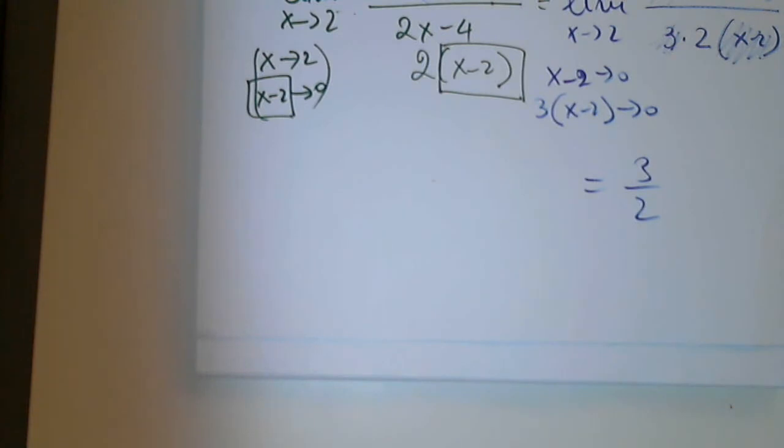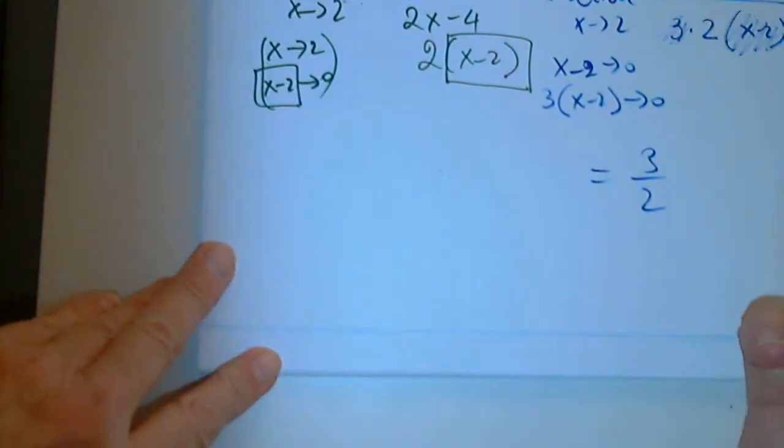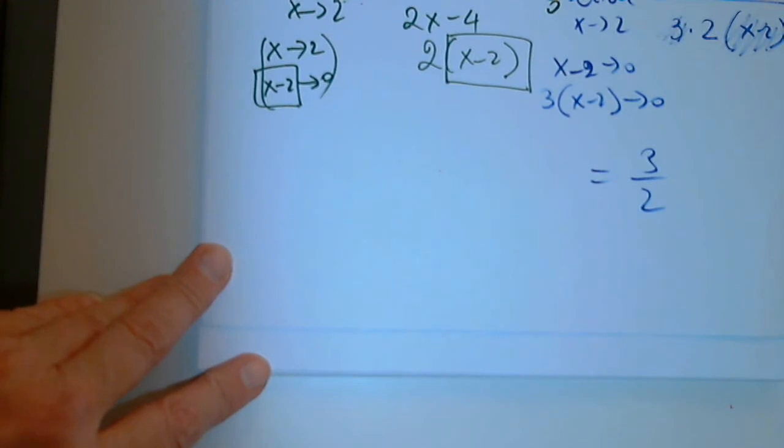Of course, you can use L'Hopital's rule. Let's use L'Hopital's rule and see what we get. Because it's 0 over 0, of course. I should have said that from the beginning, or at least put it in. So when you plug in 2, you get 0 over 0.